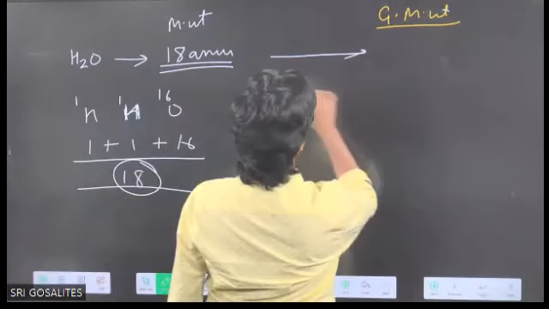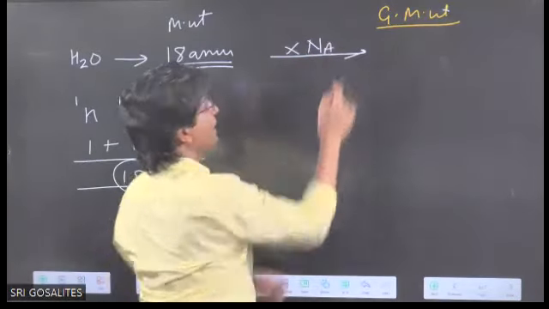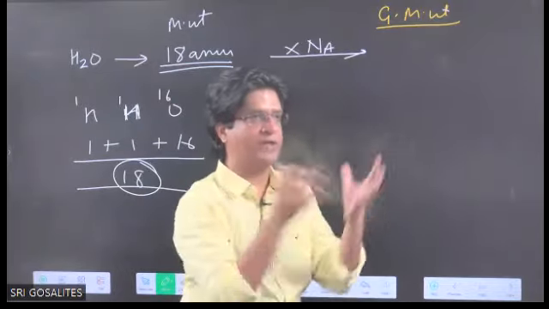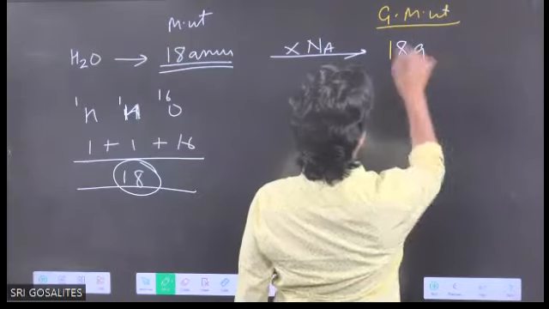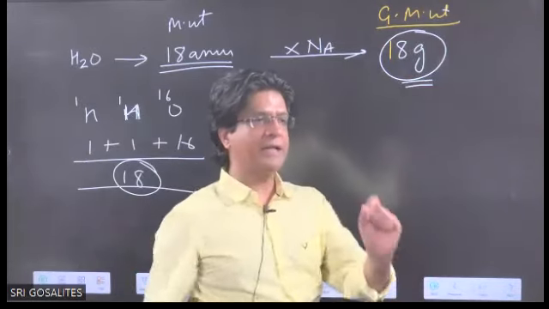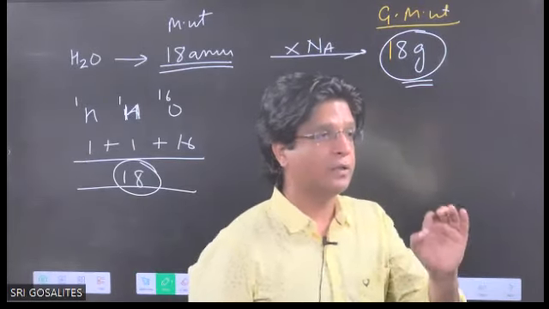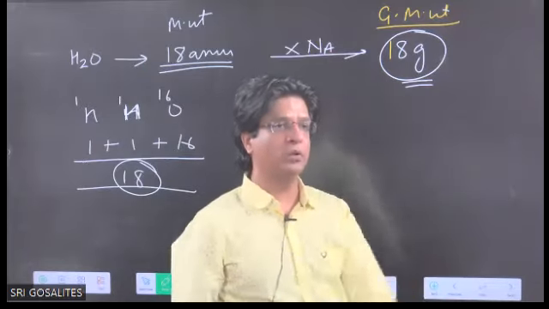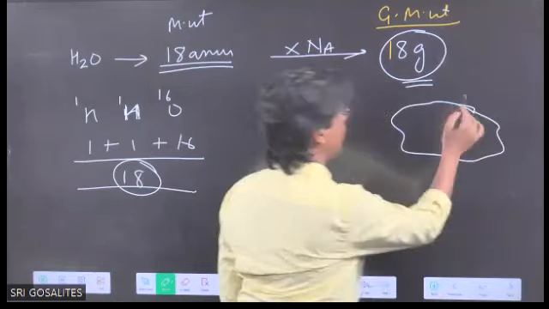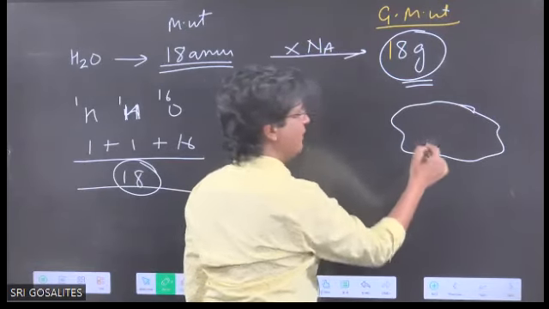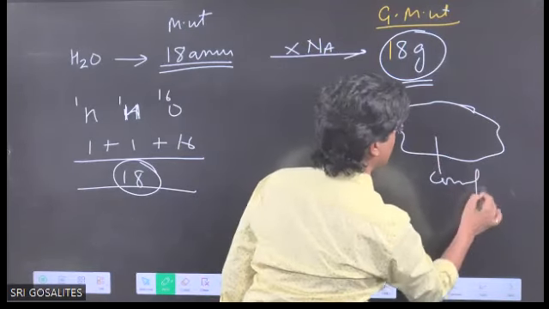And this will be what? If you multiply by Na, or you take Avogadro number of these molecules, you will get what? 18 gram. So what is 18 gram actually? It is the weight of 1 mole of water molecules. So when you take 1 mole of water molecules, it will be called a compound.